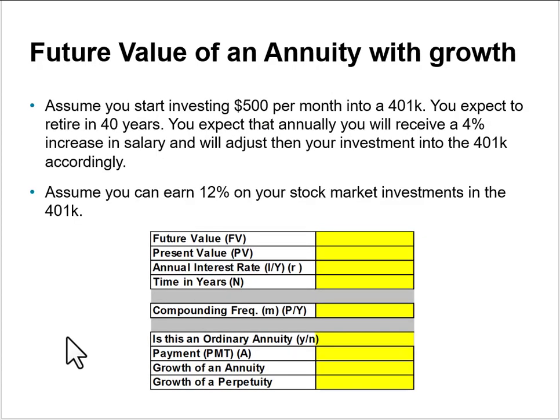We can also do the same thing with the future value of growth. You're going to start investing $500 a month. You're going to retire in 40 years. You think that annually you're going to get a 4% increase in salary. So now you want to adjust your investment in your 401k accordingly. Take your bonus, assume that's going to go into your savings. You can earn 12% on your money. How much will be there when you get to retirement?